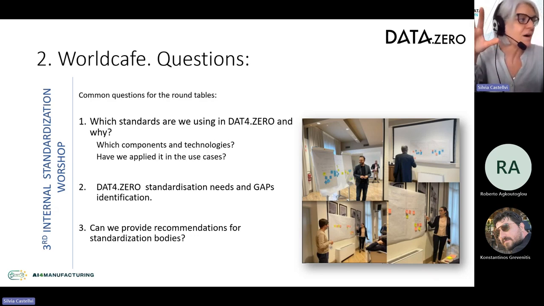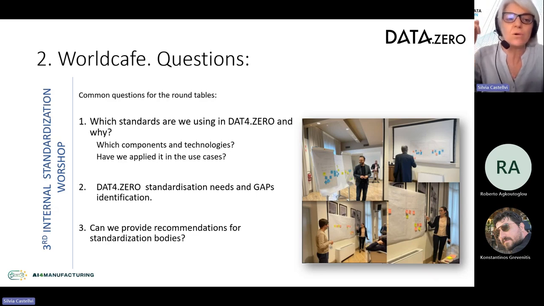The first question was, which standards are you using in Dat4.Zero and why? Which components and technologies, in which use cases have you applied this standard? So you can see in these murals, we put this question and we asked people to contribute with post-its.